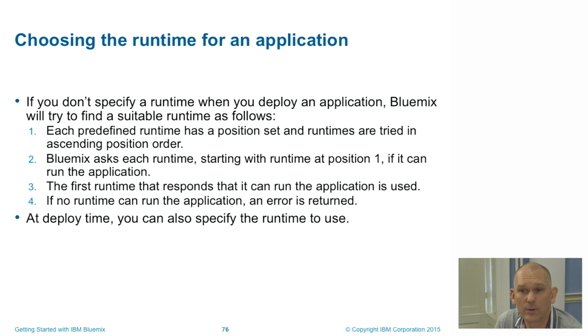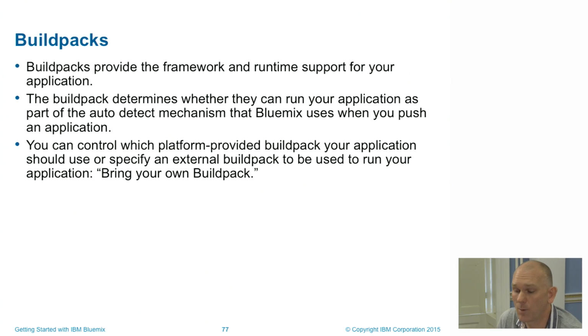Once you've gone through all of the pre-configured runtimes, if none of them have said, I can run your application, you're going to get an error saying that there's no supported runtime for your application. But what you can also do is, if you know what runtime you want, or if you're going to use a runtime that's not pre-configured in Bluemix, you can specify either on the command line or within your manifest file which runtime to use. So the runtimes come from a build pack, and the build pack contains that framework and the runtime for an application. And the build pack also contains that detect script.